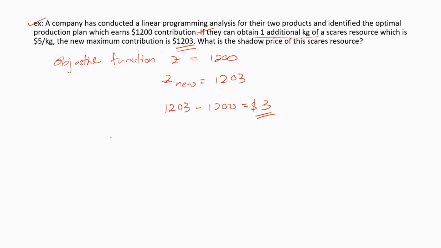So what is the final value that the business is going to pay if they want to obtain one additional kilogram of a scarce resource? So the total price of an additional kilogram of a scarce resource is equal to 5 plus 3, which is equal to $8. This is the final price they are going to pay. This is the usual price which is given here, and this is the premium value or the shadow price or the extra amount that the company is willing to pay in order to obtain one additional kilogram. So the final price is $8.